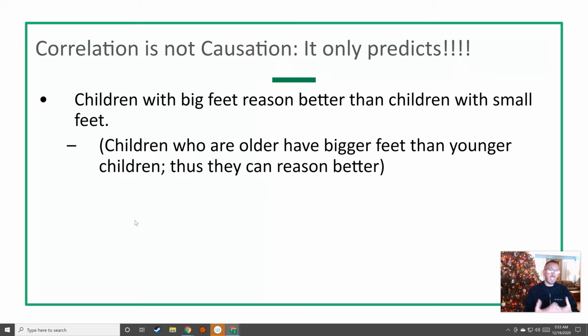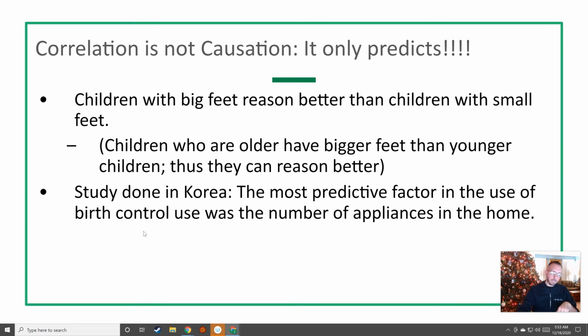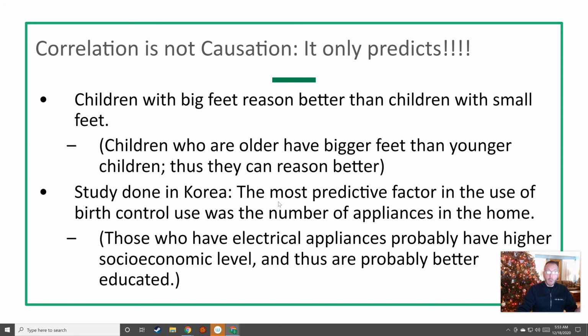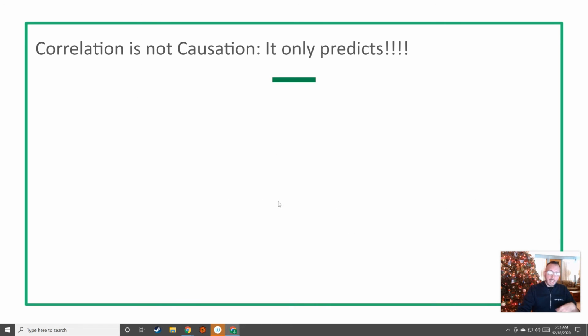And so sometimes this stuff is really silly when we look at things that we know not to be true. But we have to understand that on any relationship of correlation, there is not a causal, this-causes-this link. The most predictive factor in the use of birth control was always the number of appliances in the home. This does not mean that appliances cause the use of birth control. It probably means that you have a little more money and you can buy both. And again, we don't test that. Therefore, we can't say anything about it.